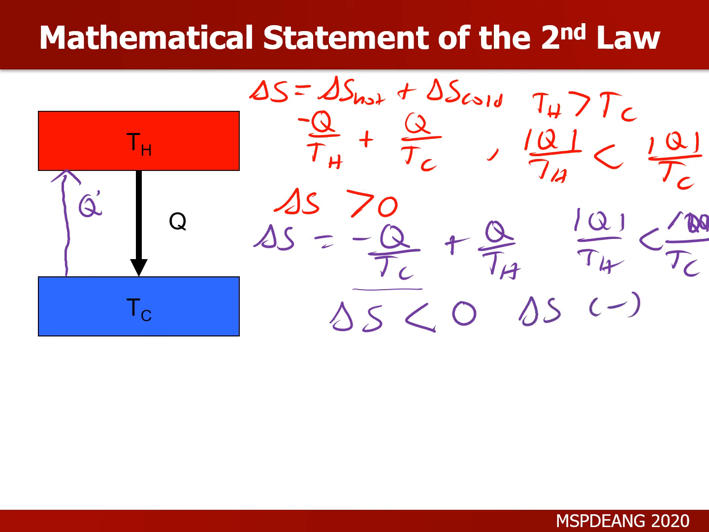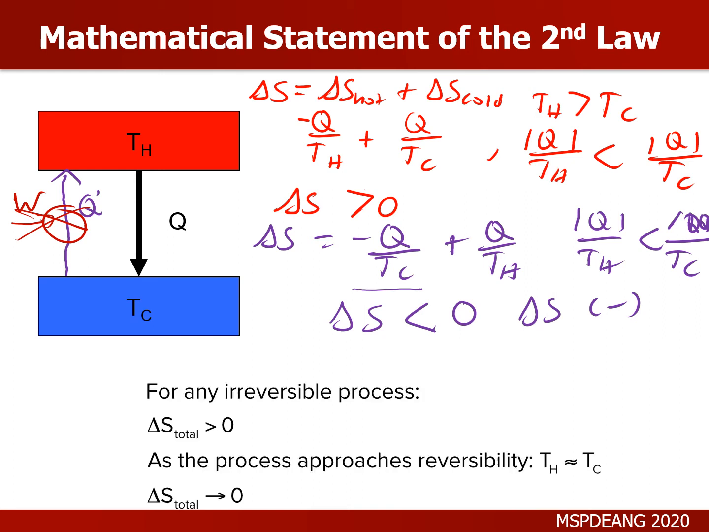In reality, this process should not occur spontaneously. Okay? Wala tayong way for energy to transfer from the cold reservoir to the hot reservoir as is. Para ma-counteract, kung gusto mong gawin yon, you need to have work added somewhere using your refrigerator or a heat pump. Pero since wala yan, okay, this process is not spontaneous. Now, using this, we can now develop the mathematical statement of the second law of thermodynamics, which is, for any irreversible process, delta S total should be greater than 0.